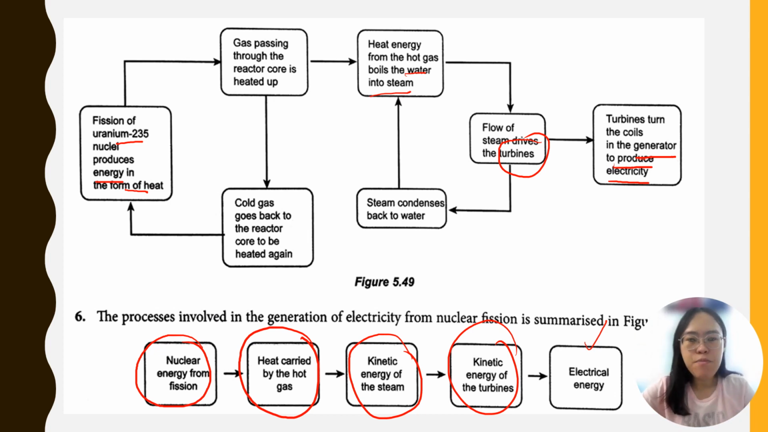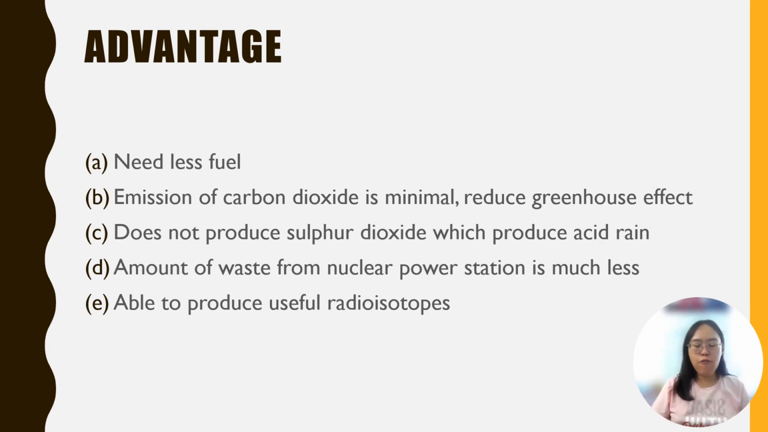OK，so these are the advantages of using the nuclear power plant. OK，you need less fuel. OK，as you know，我们的 petroleum 啦 natural gas 呢是 getting depleted. OK，而且 produce 这些 natural oil 跟 petroleum 跟 natural gas 的时间是非常的长，所以我们可以用 nuclear power plant to replace it as one of the alternative ways. OK, and the emission of carbon dioxide is minimal, reduces the greenhouse effect.